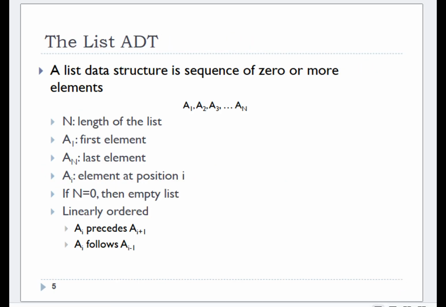4. The list ADT. A list data structure is a sequence of zero or more elements A1, A2, A3, ..., AN. N is the length of the list, A1 is the first element, AN is the last element, and Ai is the element at position i. If N equals 0, then it is an empty list. Linearly ordered: Ai precedes Ai+1, and Ai follows Ai-1.